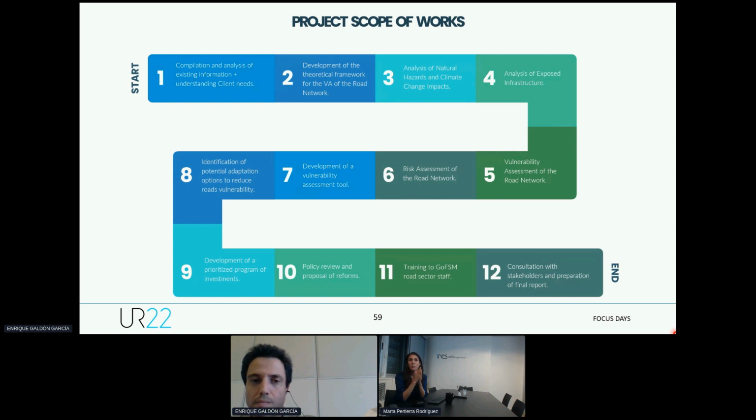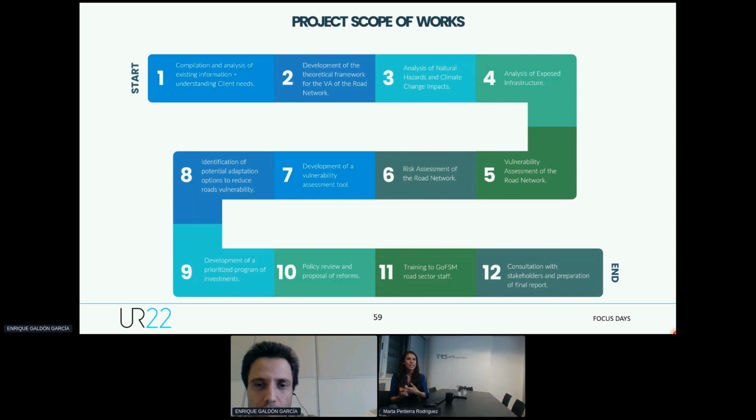The second part was the development of the theoretical framework for the project. At the end of the day, as David was saying at the beginning, the framework is kind of common between the different projects, but it has to be customized to each client and each country. So this is what we are doing in the second stage, understanding the particularities of the country where we are working and adapting the theoretical framework to it.